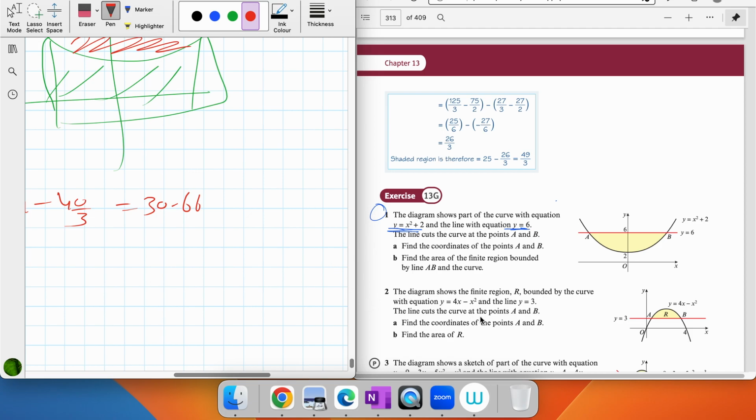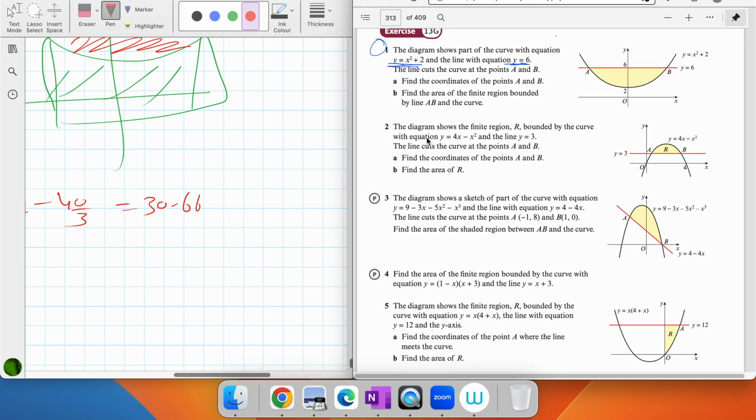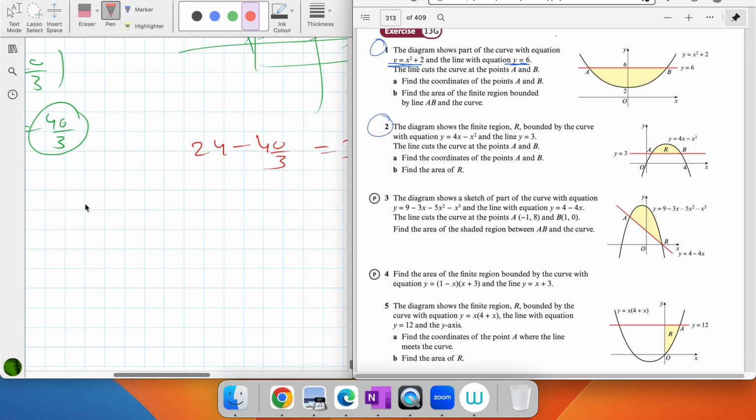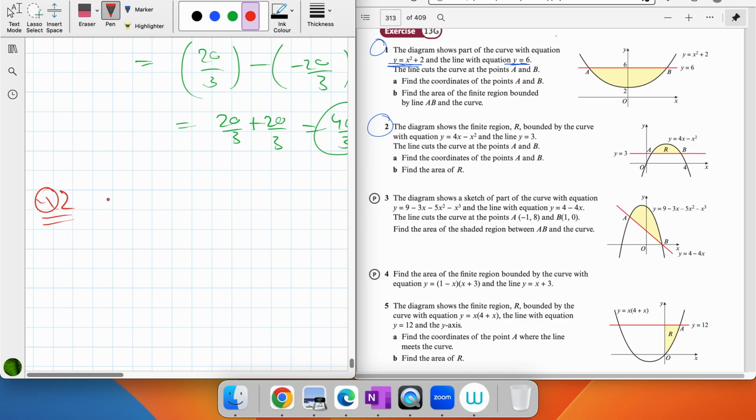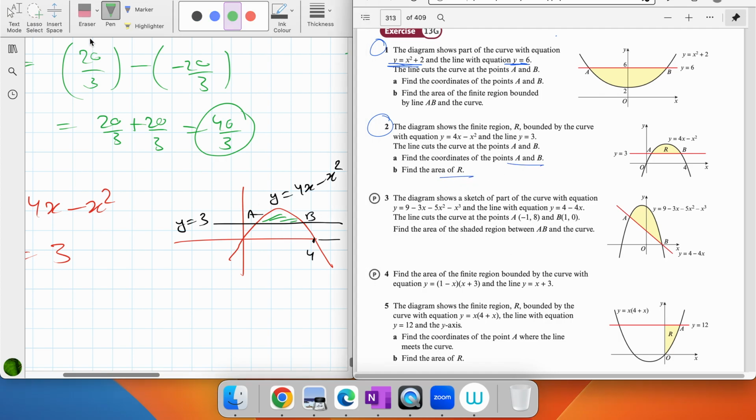Question 2. The diagram shows the finite region R bounded by the curve with the equation y equals 4x minus x squared, and the line y equals 3. The curve appears like this. So this is y equals 3, this is y equals 4x minus x squared. It is given that it intersects at A and B, and we need to find this shaded area in green. First part says find the coordinates of A and B, and then the area.